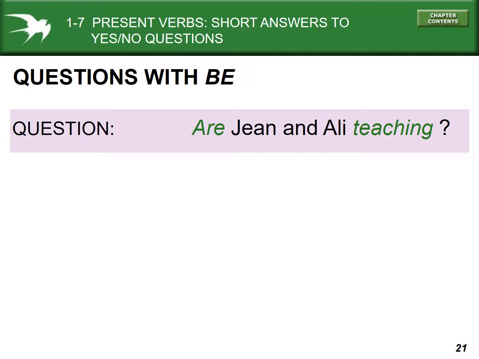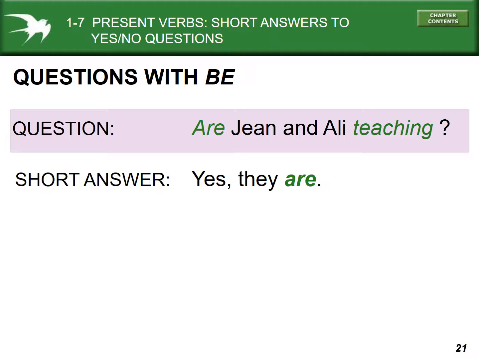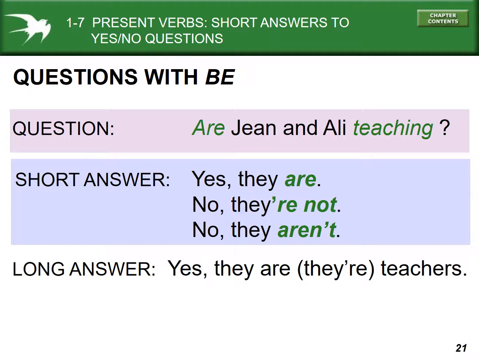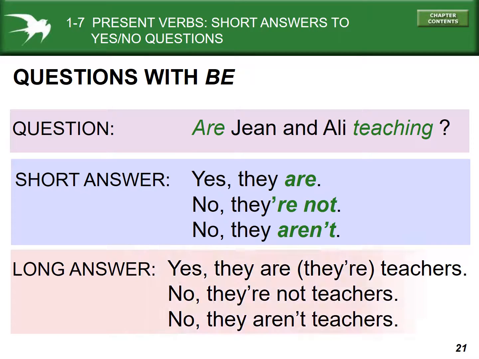Are Jean and Ali teaching? Yes, they are. No, they're not, or no, they aren't. Again, two contraction forms for the negative. And the long answer, yes, they are teachers, or no, they're not teachers, or no, they aren't teachers.